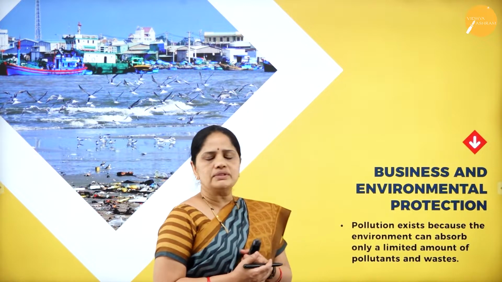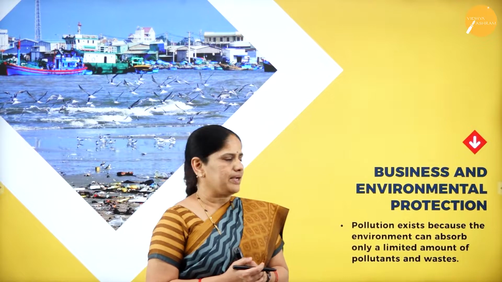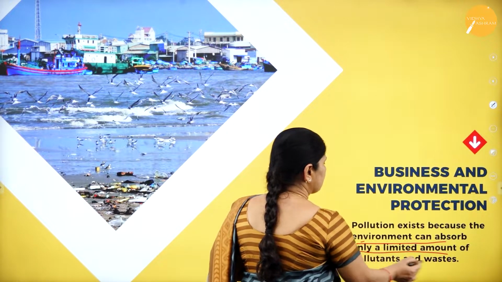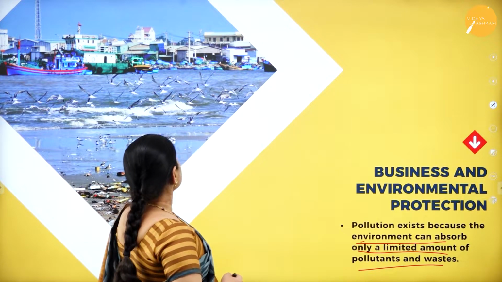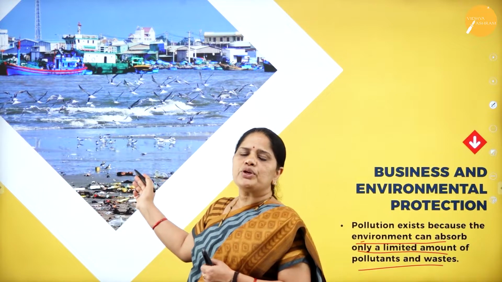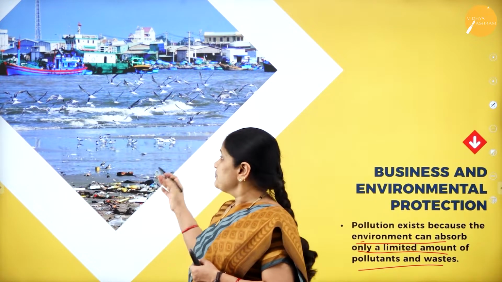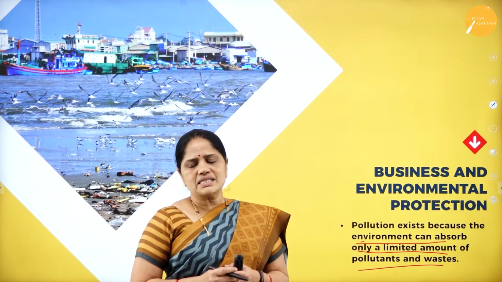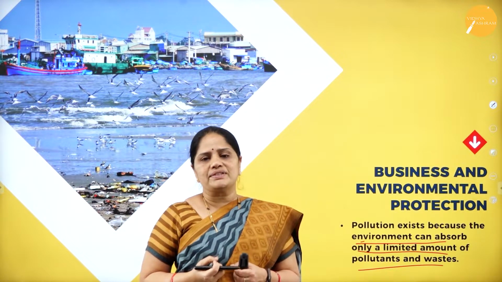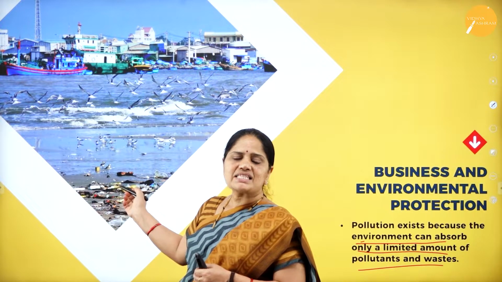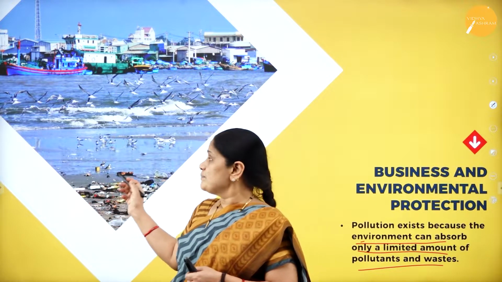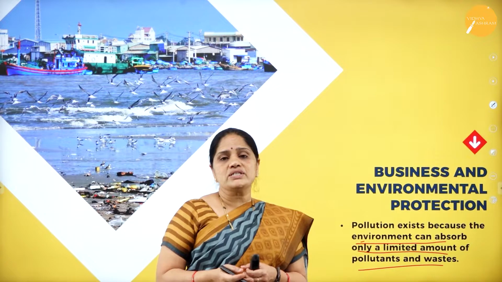Now, let us see how this pollution is there in the environment. Pollution exists because the environment can absorb only a limited amount of pollutants and waste. If you can see in this picture, there is a lot of pollution. The river is being polluted because of all the plastics and the waste which is being dumped into the river. This is one of the main reasons for pollution, because nature or water cannot absorb everything. It cannot degenerate whatever plastic we are throwing into the water. That is why the water is getting polluted. Lots of chemicals are being dumped into the water, as a result of which the quality of water is falling down.